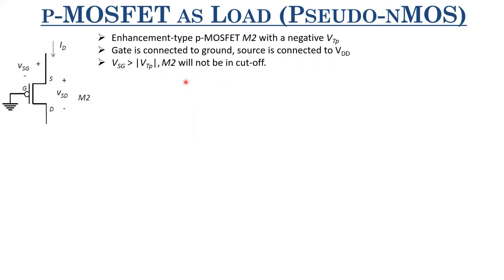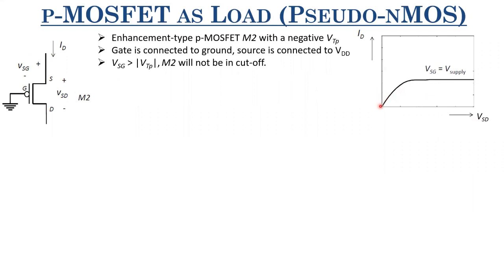So if you look at its characteristics, how will we plot them? ID here is ISD, which is positive. So ID here is positive. Here we have plotted VSD and not VDS. So if you plot VSD, you get a positive current. And what is VSG? VSG is nothing but the supply voltage, which is VDD. So you get a curve like this.